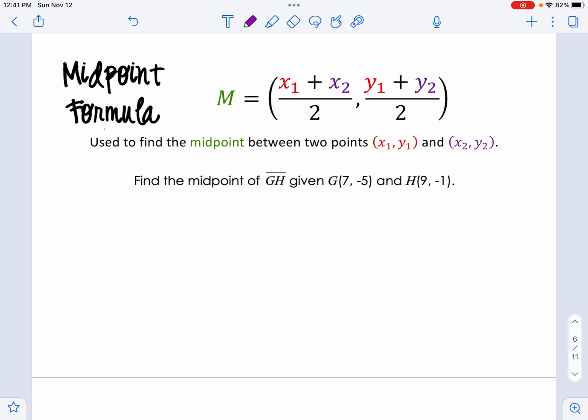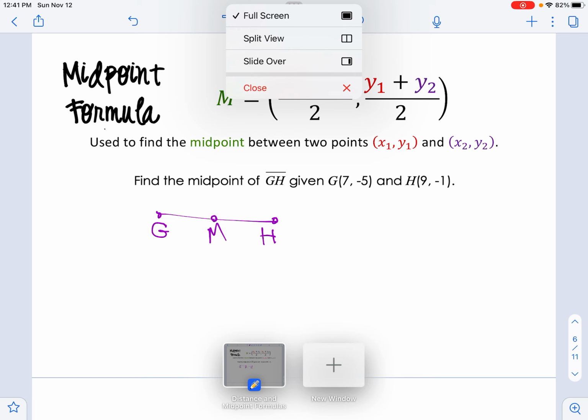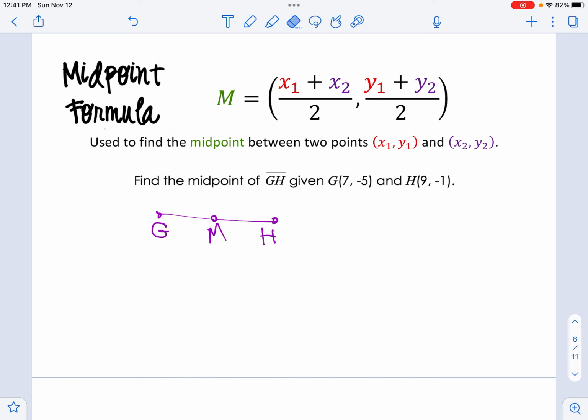So here it says, let's say I have a segment, GH. We don't really know where it is, somewhere. And they want to know where's right in the middle of that. Well, they tell us what the endpoint coordinates are. So we're going to use those, and we're going to follow this formula up here.